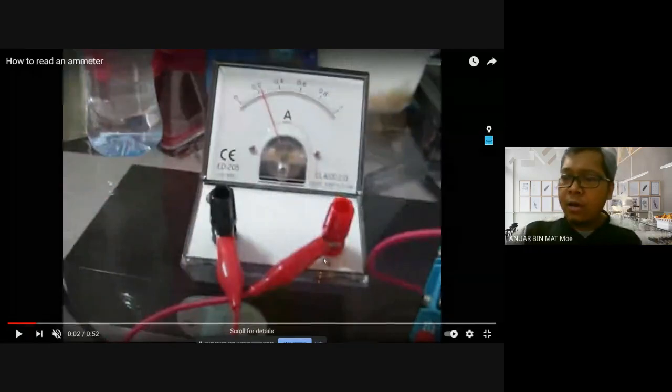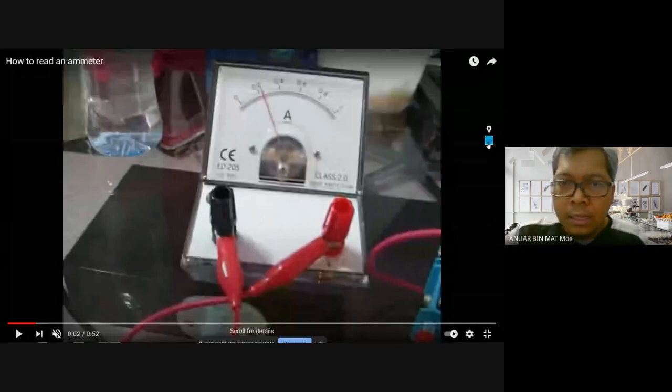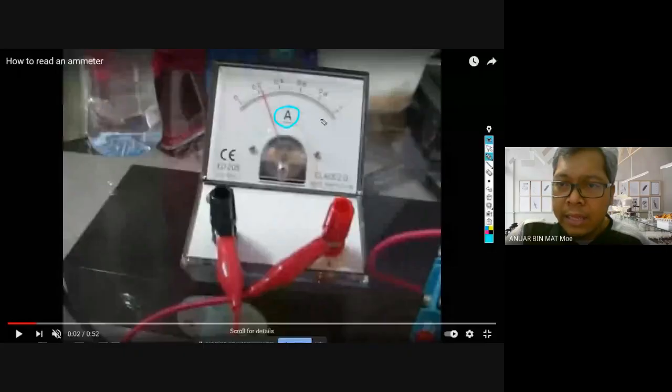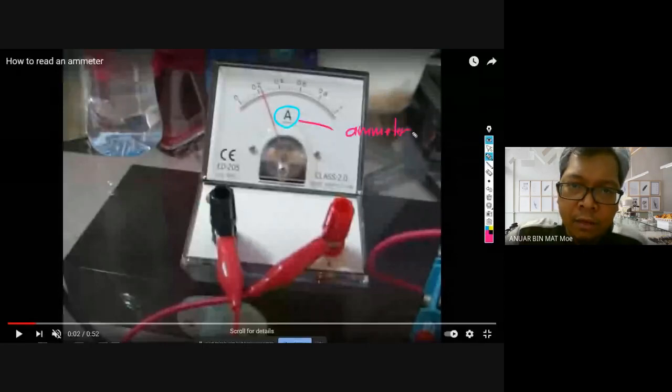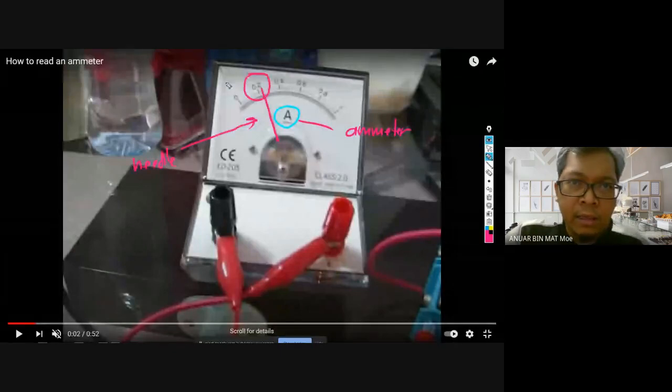And then how do we make sure it is an ammeter? We have the A symbol here. The A symbol here means that it is an ammeter. Then it consists of a needle. We have the needle here, and the needle points to the value on the scale here. This is the scale for the value, depending on the type of ammeter.